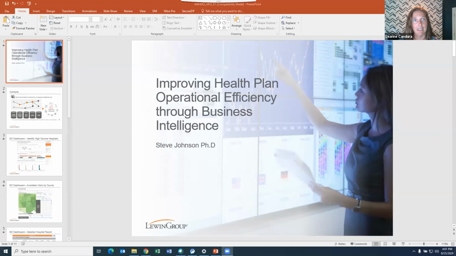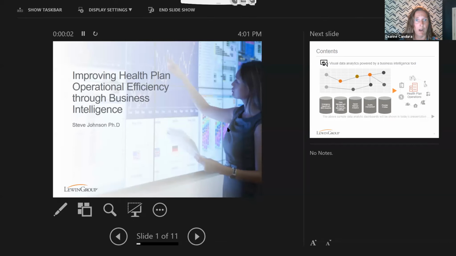To kick off today's session, I will introduce Steve Johnson, Vice President with the Lewin Group. Dr. Johnson is a risk adjustment expert with 37 years of experience working with healthcare data, primarily focusing on the analysis of Medicaid data. He has led efforts to develop programming logic to process claims data through risk adjustment algorithms in order to determine plan factors for risk adjusting payment projects. Please welcome Dr. Johnson, who is presenting on improving health plan operational efficiency through business intelligence.